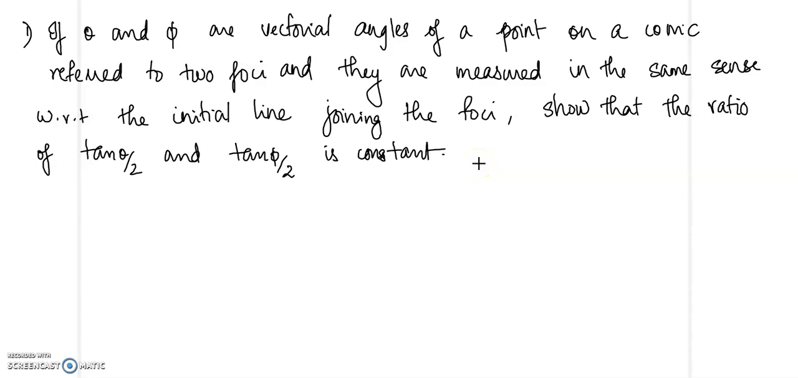Hello. So let us see a few more problems in today's class. So the first problem is: if theta and phi are vectorial angles of a point on a conic referred to two foci, and they are measured in the same sense with respect to the initial line joining the foci, show that the ratio of tan theta by 2 and tan phi by 2 is constant.